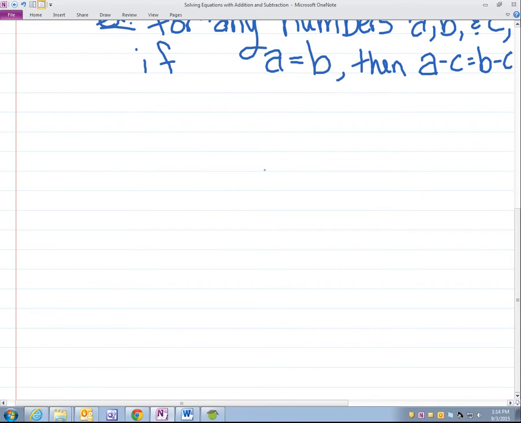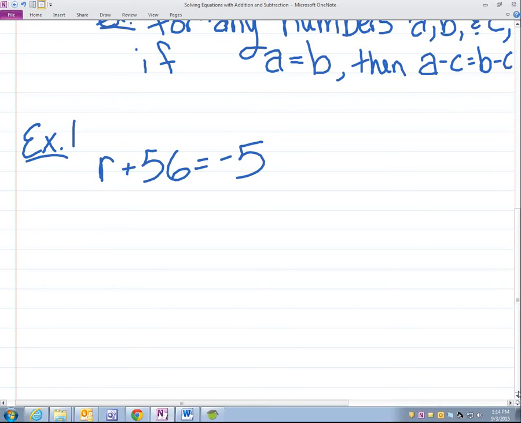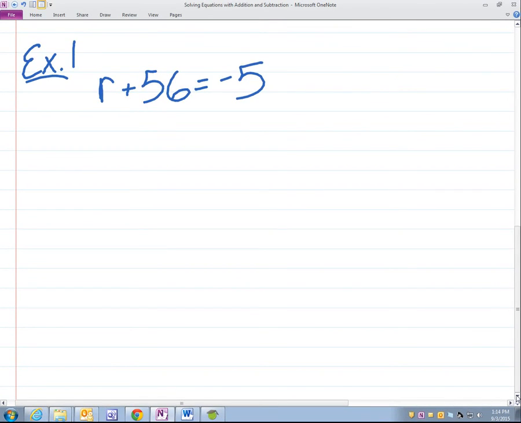All right, let's do some examples. Because the goal when you're solving for equivalent equations, you want to make sure that you are solving for the variable, so you can see what it would be for the truth of that. So we have, I'll go example 1. R plus 56 equals negative 5. Warm up here.